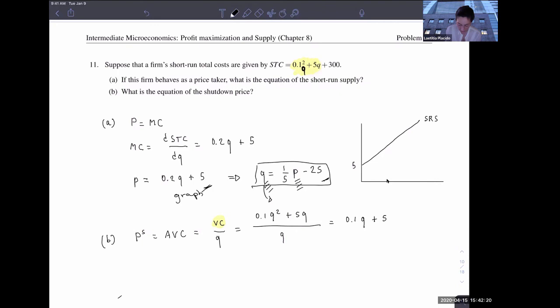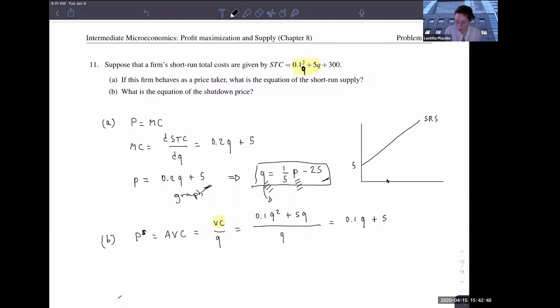Professor, sorry, is the P on top of the 5 an S? Yeah, that's an S, shutdown price.